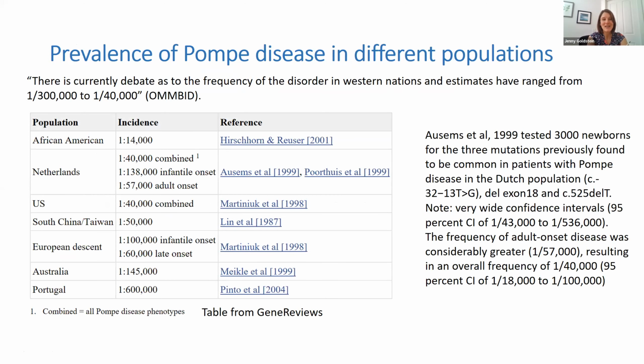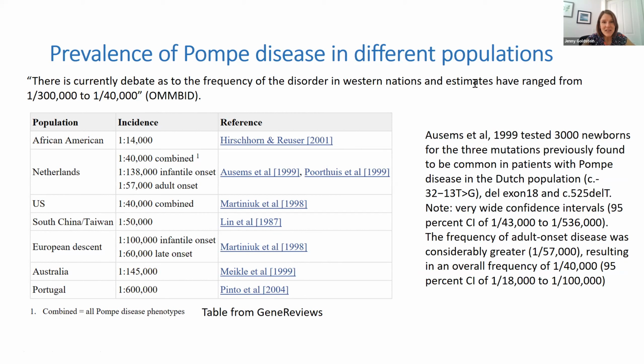So I think this was our first challenge. What is the prevalence of Pompe disease? As I mentioned, most of the literature will state about 1 in 40,000, but it really does vary a lot across different studies. Certainly the infantile onset seems to be more rare than the adult onset, maybe about a third of cases infantile onset compared with late onset. There is a lot of variation across different populations, and also, of course, depending on the methods they used.